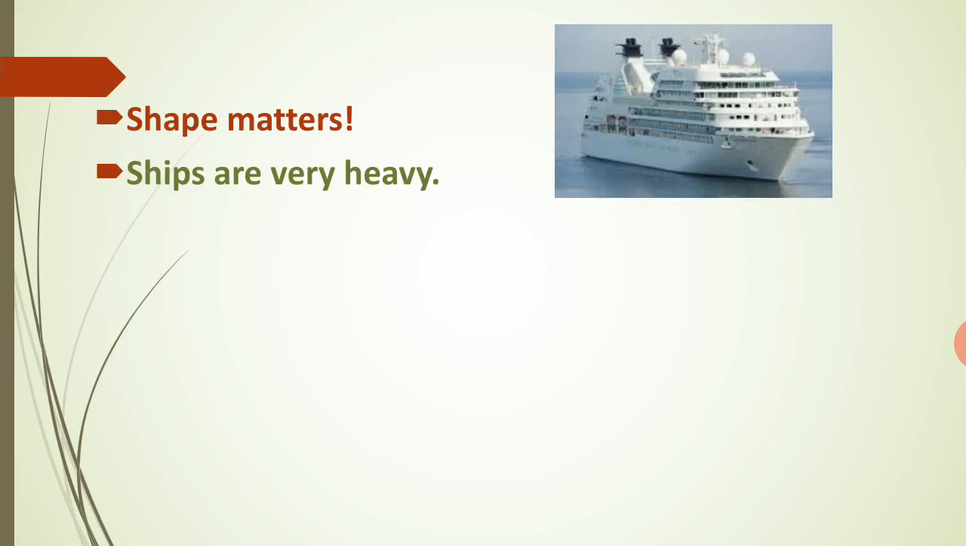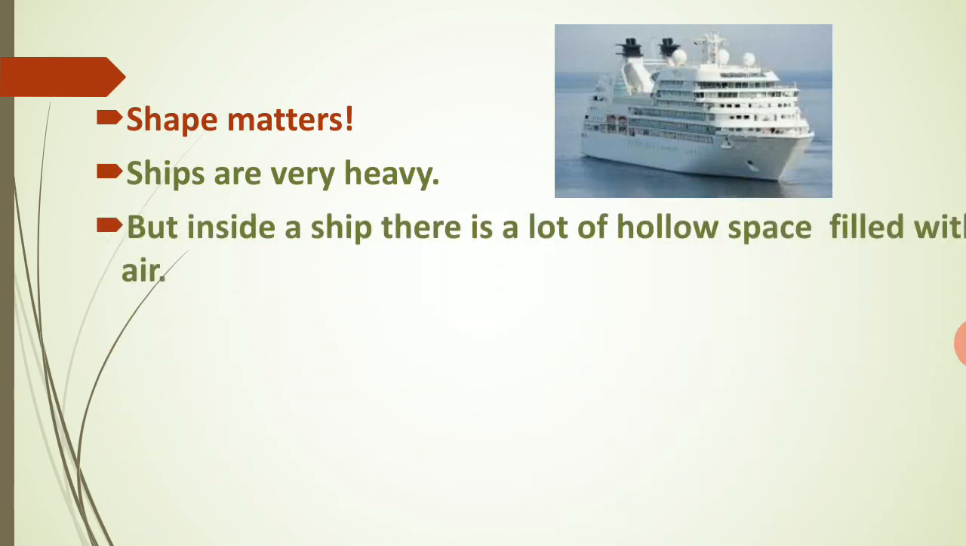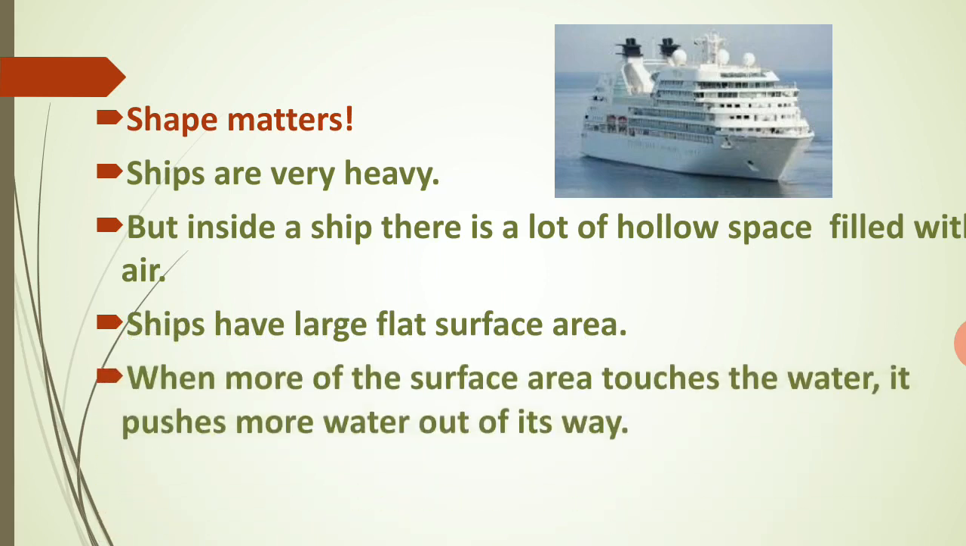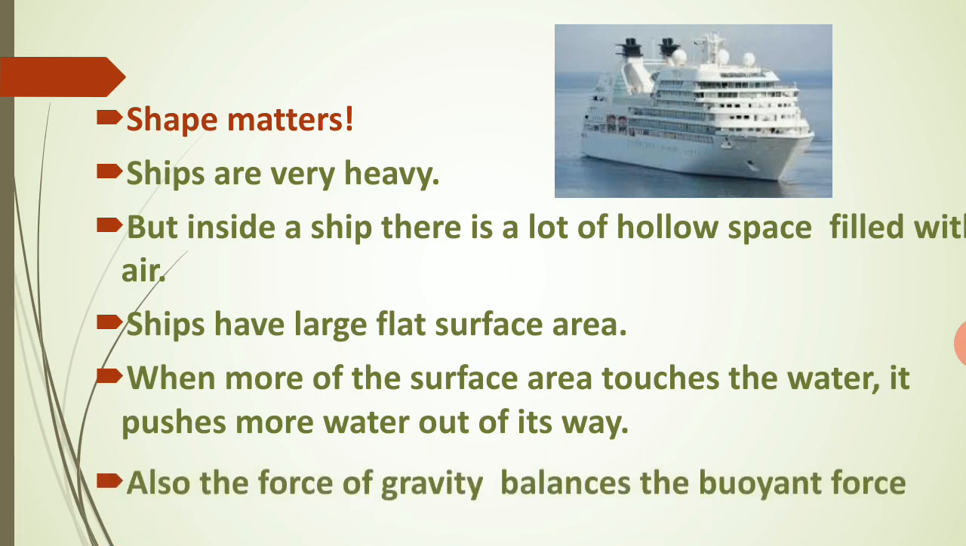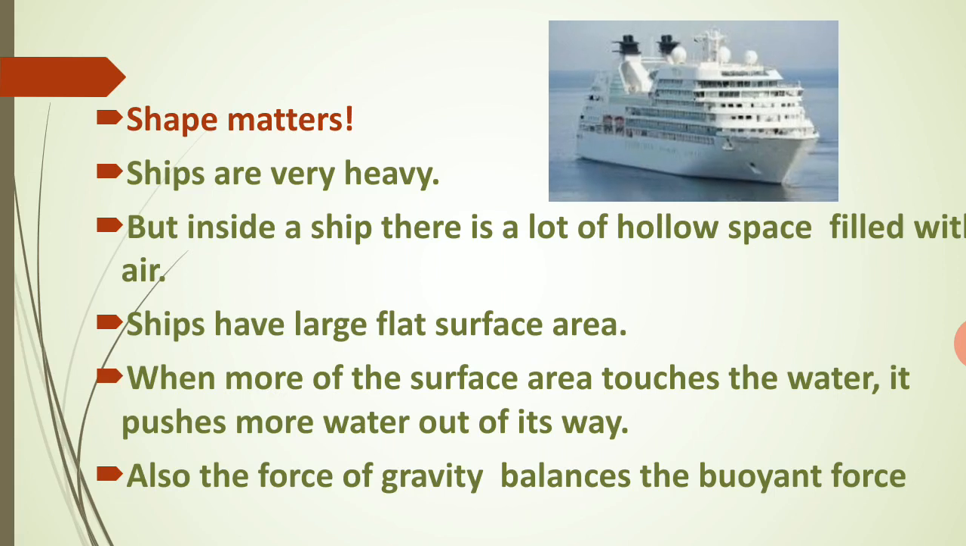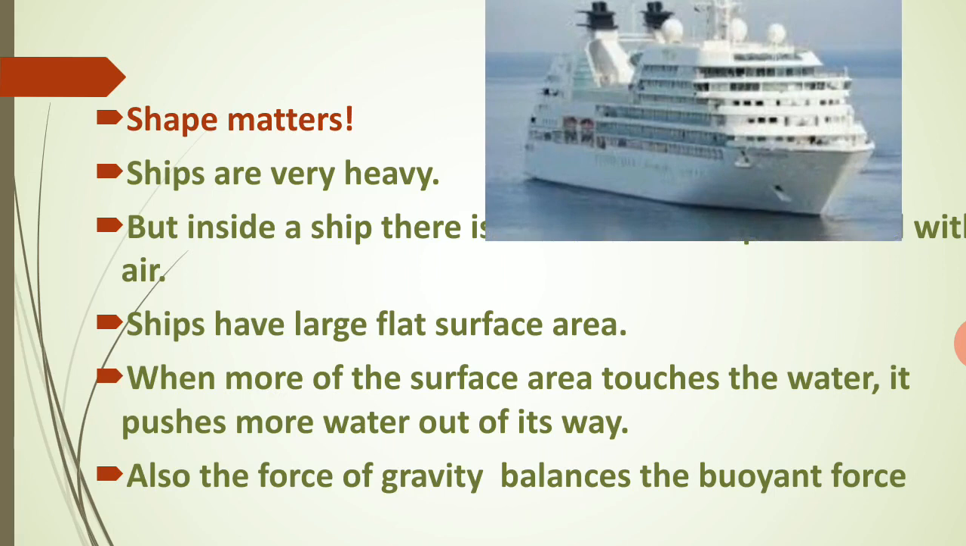Ships are very heavy, but inside a ship there is a lot of hollow space filled with air. Ships have a large flat surface area. When more of the surface area touches the water, it pushes more water out of its way. Also, the force of gravity balances the buoyant force. So, a big ship floats on water.